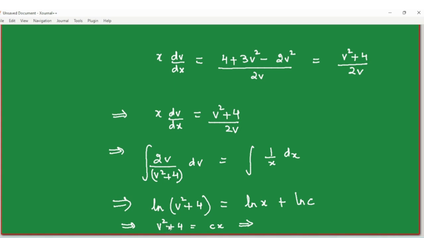Since v was chosen by us, v was something that we had introduced in the solution to solve it. By its original definition, the introduction of the variable v was made in this fashion, that v is y by x. So we replace v by y by x again to make it look like this, and that's the final answer to this problem.